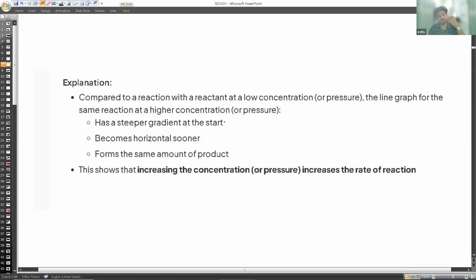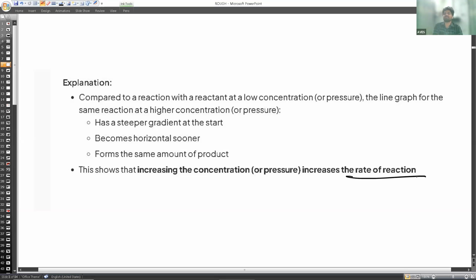If it is low concentration, the reaction may take 25 minutes more time, but the same amount of product will be shown. They show that the increase in concentration or pressure increases the rate of reaction. Rate means speed. So if we bring it from 25 minutes to 10 minutes or 5 minutes, it means we have increased the speed.